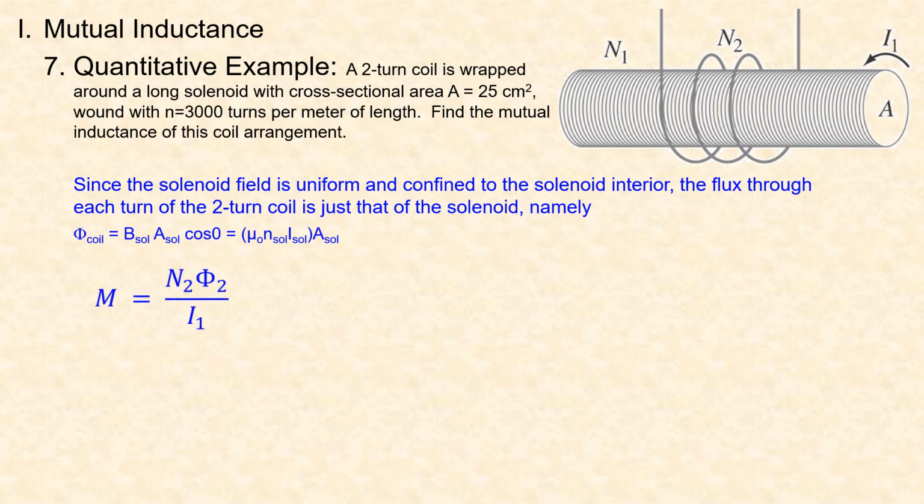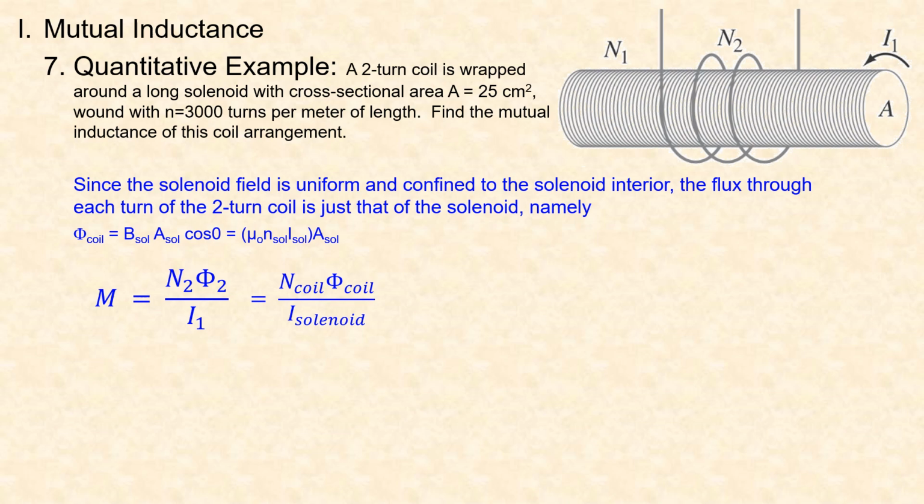We can now use our definition of mutual inductance, which is simply this ratio of the total flux through one coil divided by the current in the other coil. As we said, it makes no difference which coil we consider, but since we've found the flux through the two-turn coil here, let's keep that in our numerator. So we take the number of turns of the coil times the flux through the coil divided by the current of the solenoid.